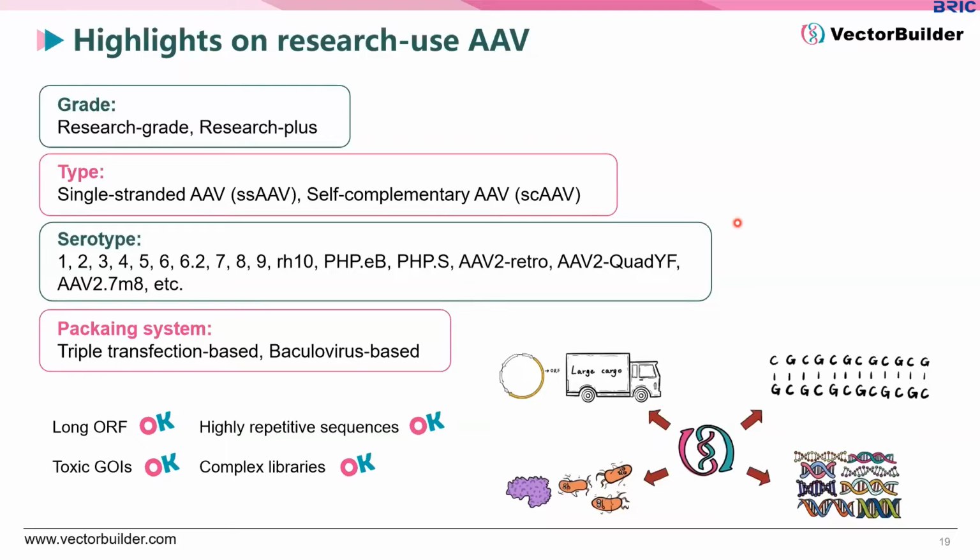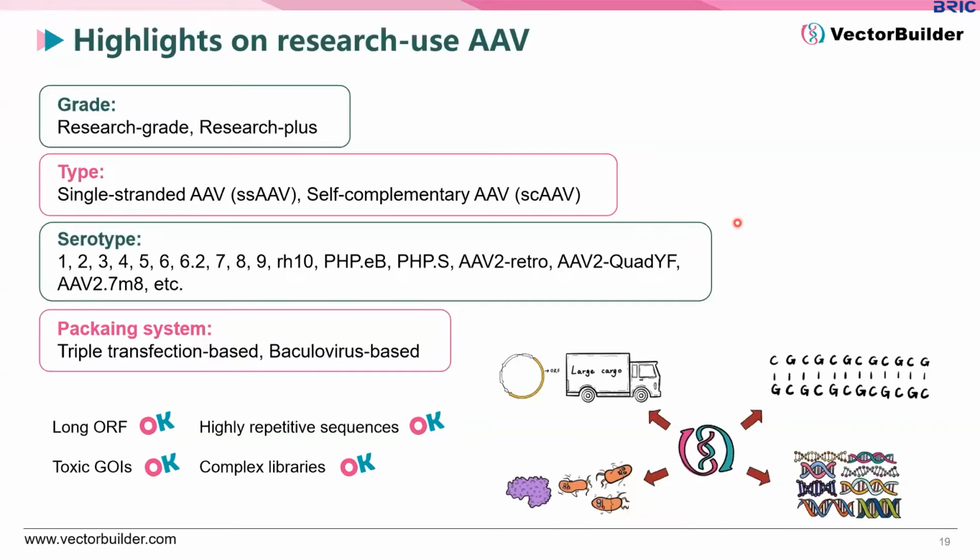Based on the design, it comes with a virus genome that is already self-complementary, so that once it is delivered into your host cell, it can take effect a lot faster than single-strand AAV, which has to wait a little bit of time before the complementary strand of DNA is synthesized. But of course, this design limits the cargo size of the self-complementary AAV to about 2 kb.